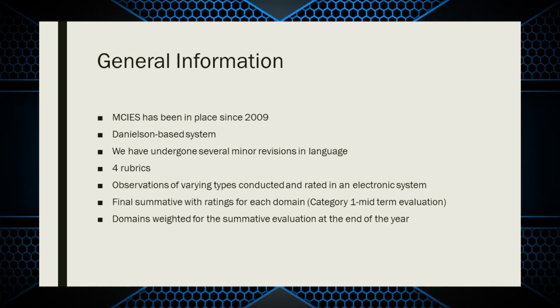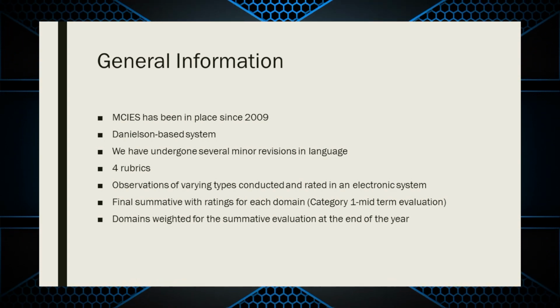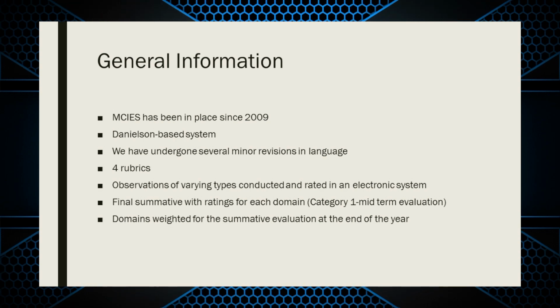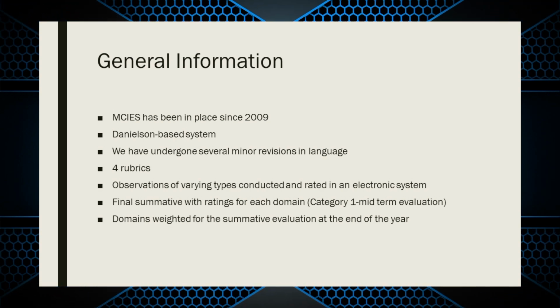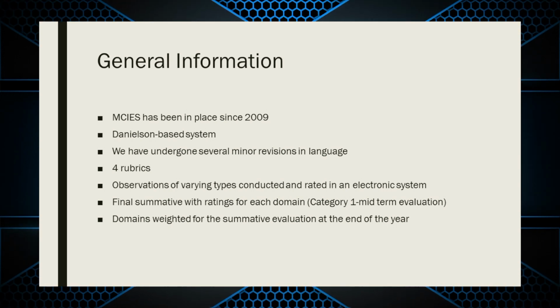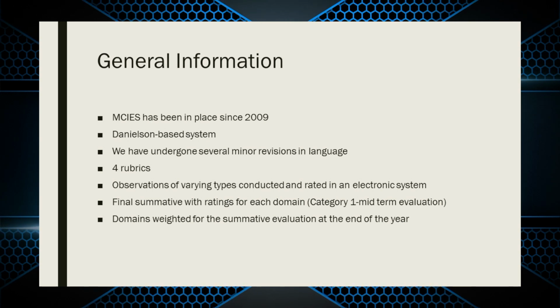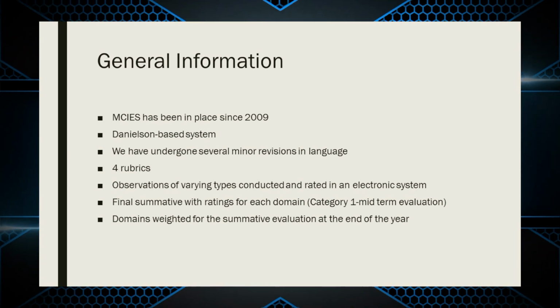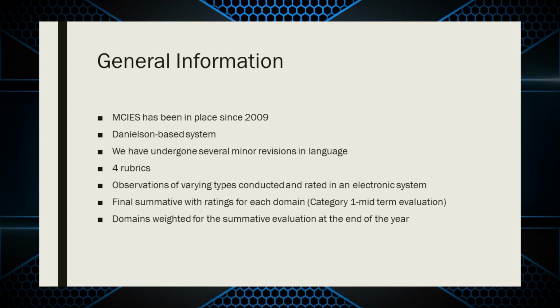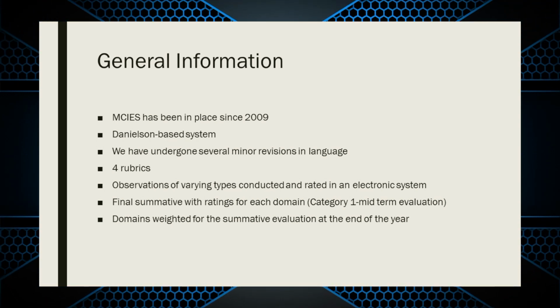Observations of varying types are included in the system. Those are walkthroughs, informal observations, and formal observations. Ratings from each of those observations are compiled at the end of the year in order to form averages in each domain that then are compiled into a final summative evaluation form.